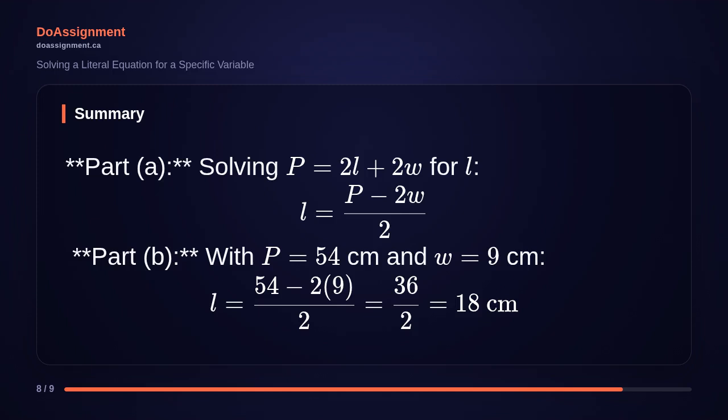To summarize, in Part A, we solved the perimeter formula for L and found L equals (P minus 2W), all divided by 2. In Part B, substituting a perimeter of 54 centimeters and a width of 9 centimeters gives a length of 18 centimeters.